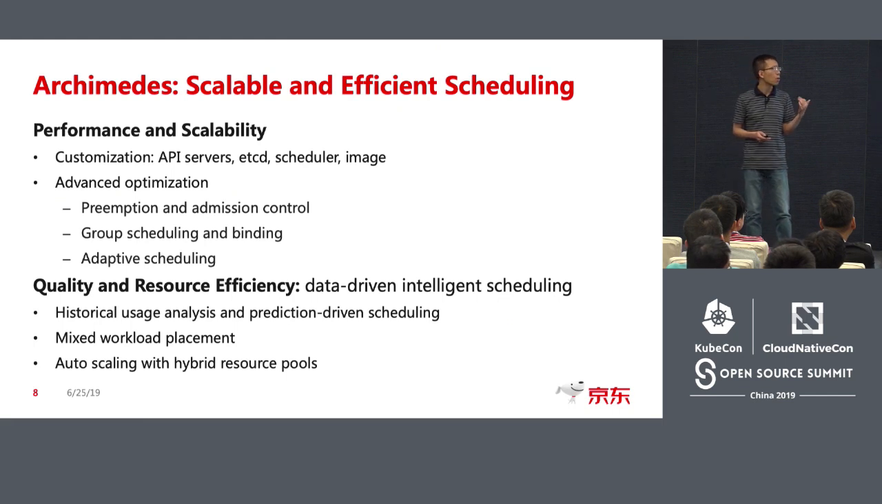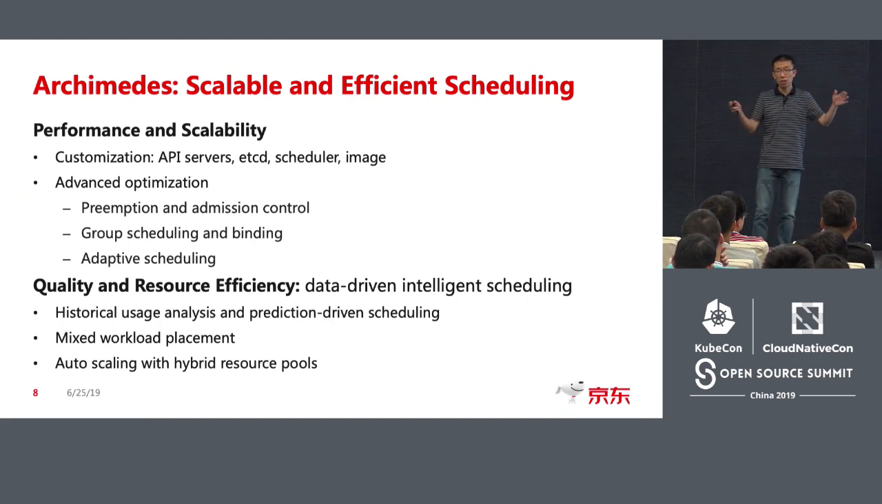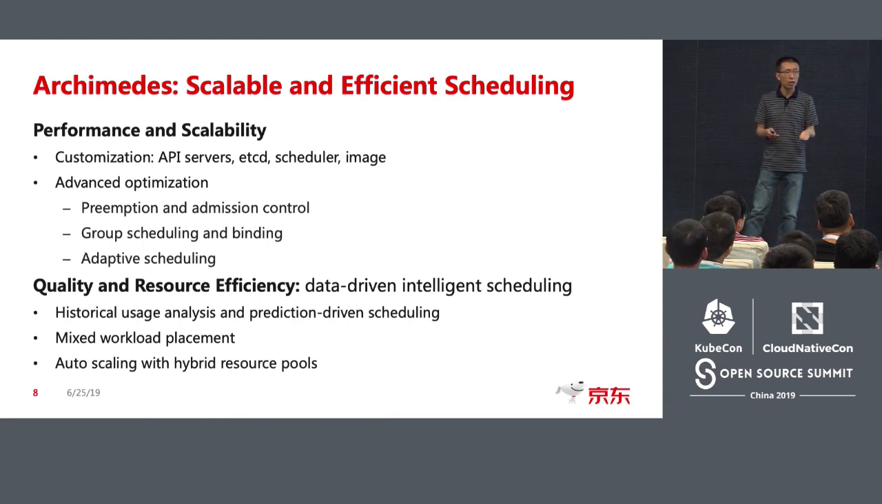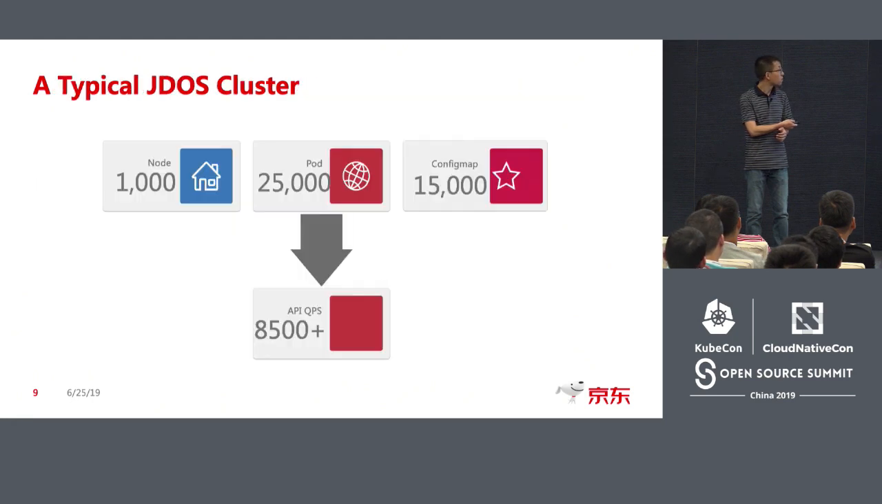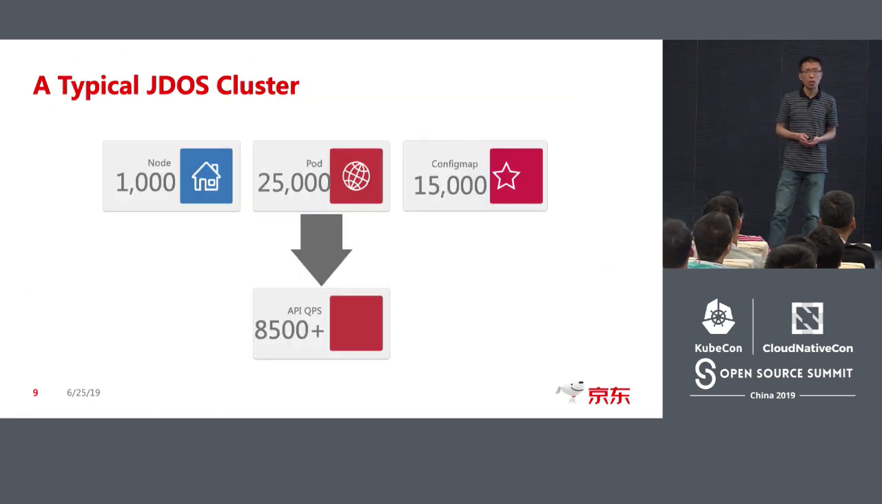First, we do some customization, and second, we do some optimization. At the beginning, we met many problems, but now we have done some optimization for that. And besides, how can we improve the scheduling quality? So how can we lift the resource utilization to the maximum level? As I mentioned, based on historical data analysis and prediction, we can do mixed scheduling and mixed workload placement. I've introduced that in detail.